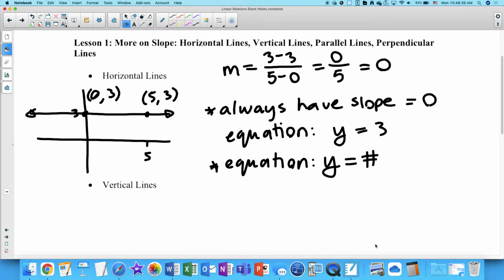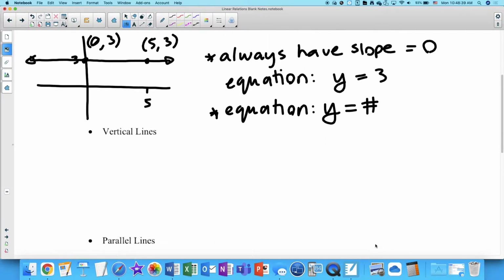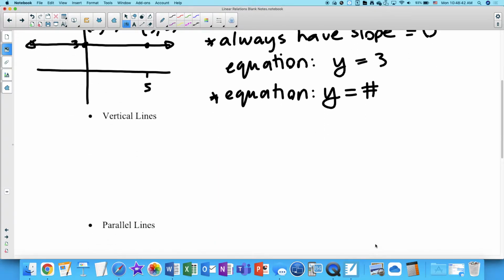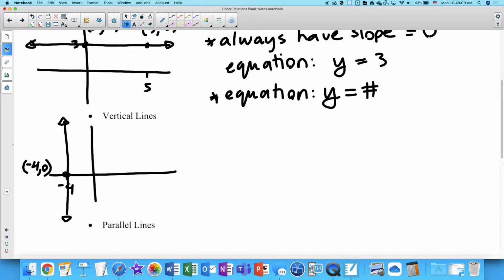Okay? Vertical lines. Well, if we draw a vertical line, let's say I have over here, -4. There's my vertical line. Okay, and this point here, that's the x-intercept. Well, the x value is -4, the y value is 0. So this is the point (-4, 0). Maybe I can pick another point on this line, maybe up here. Let's say that's 6. This would be the point (-4, 6).